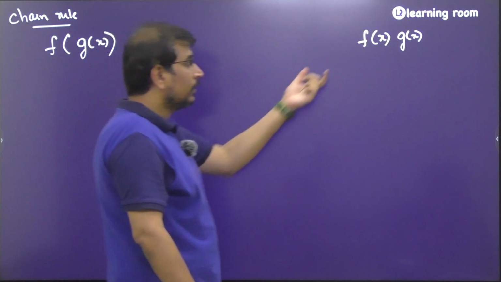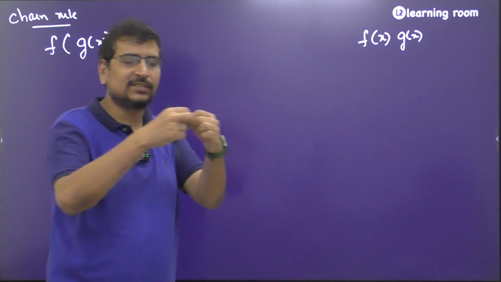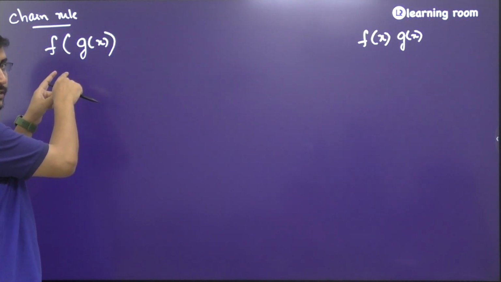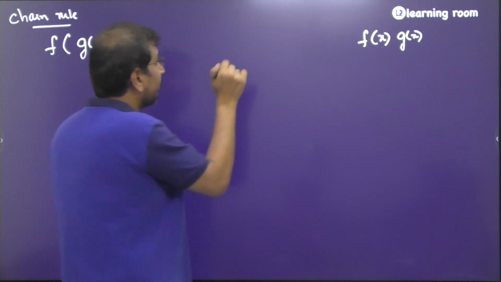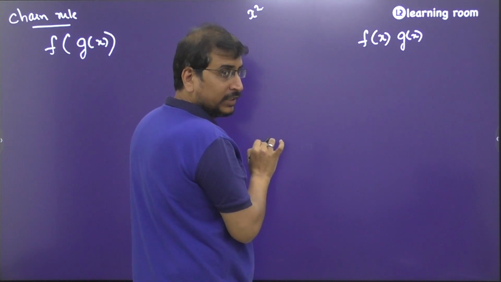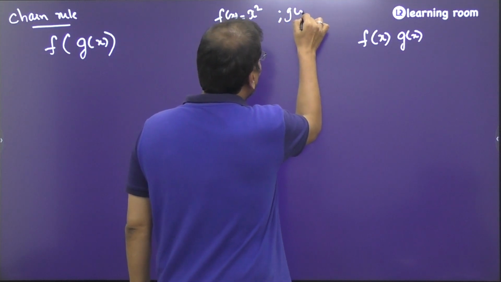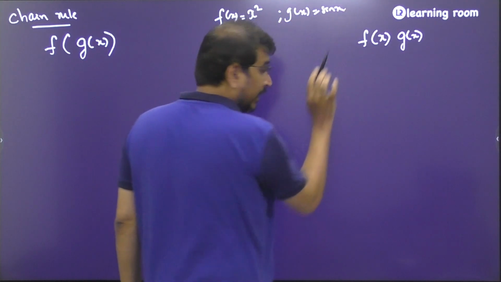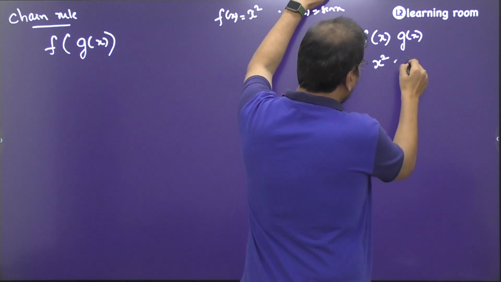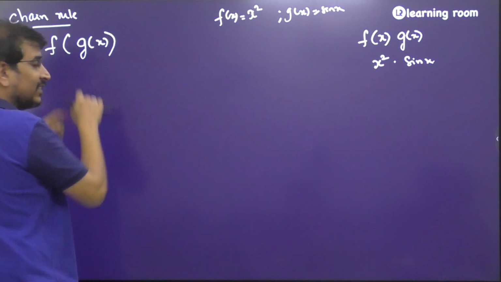Here, f of x is a function, g of x is a function, and f of x into g of x is the product of two functions. Whereas here, suppose I have x square as one function, which I call f of x, and g of x as sin x. The meaning of this statement is x square into sin x.